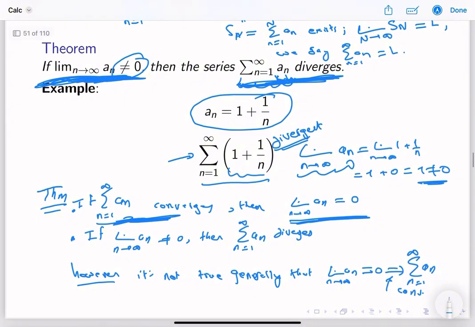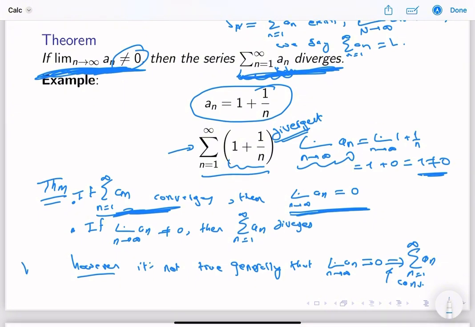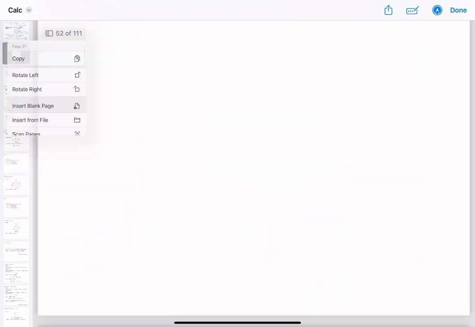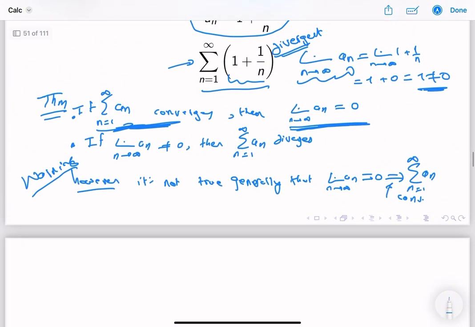However, since I mentioned this warning here, let me give you an example that proves what I just told you. If you take the sum of 1 over n from n equals 1 to infinity, this is something that we're going to prove in a coming video. This series is divergent. We're going to prove this in the coming video, right?